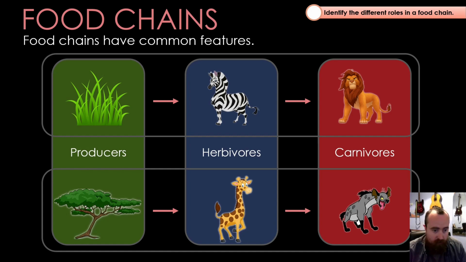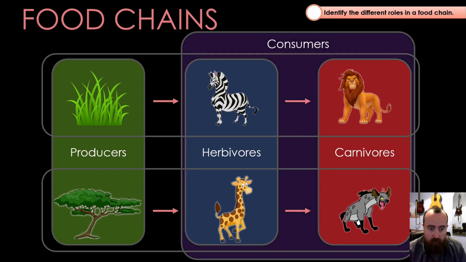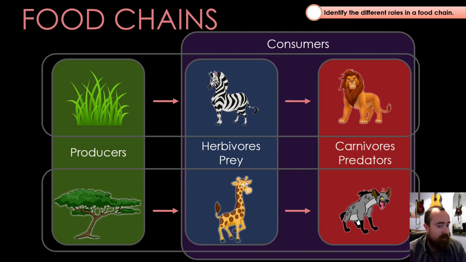Now, that's not it. We can also classify the herbivores and the carnivores as consumers. When we say consumers, we mean animals that consume other things. So the herbivores are consuming the producers, and the carnivores are consuming the herbivores. So both the herbivores and the carnivores we would class as being consumers as well. Another thing we can talk about, herbivores are classed as being prey animals and carnivores as predators. Predators feed on prey. So this is how we can class and classify animals and plants.